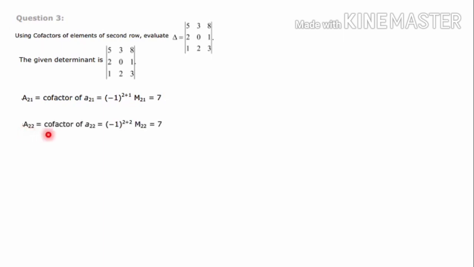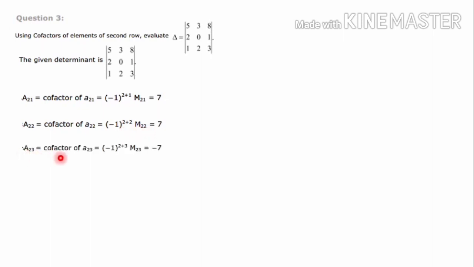Next is A22, the cofactor of A22. Second row, second element, that is 0 here. That row and column are eliminated. So 5 into 3 is 15, minus 1 into 8. So 15 minus 8 is 7. Minus 1 the whole power 2 plus 2 is 4. So minus 1 the whole power 4 into 7 is equal to 7. Once again I am repeating, if you feel any difficulty, write and calculate the minus separately and then do it. For easy calculations, this is the best way. You can save time when you are going for examinations.